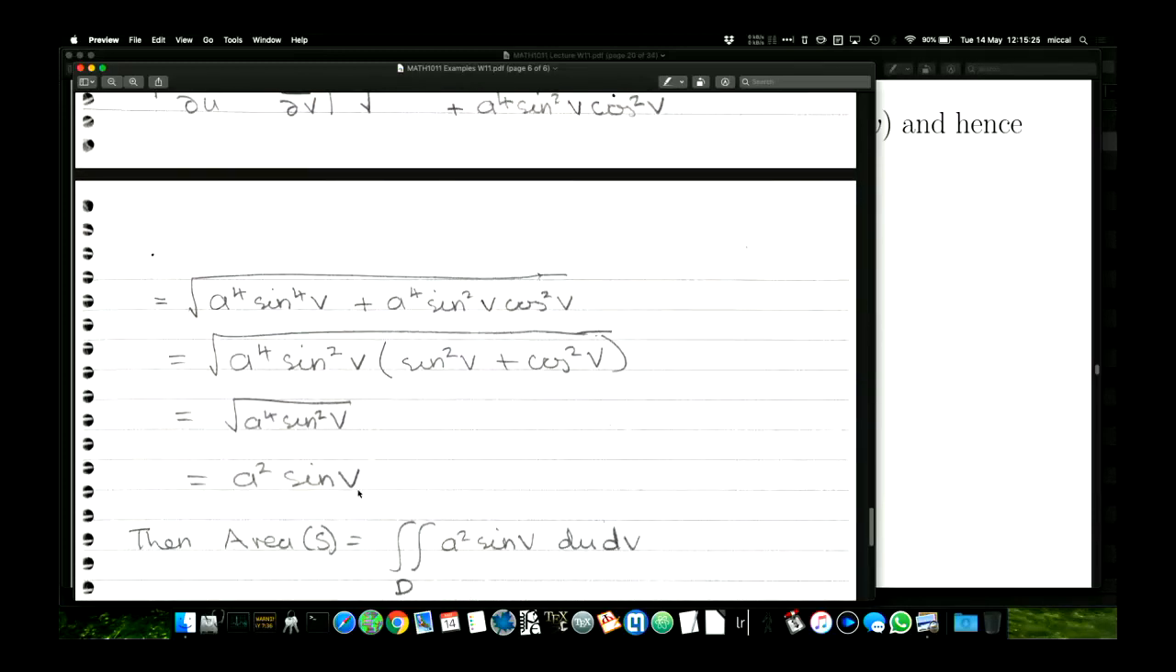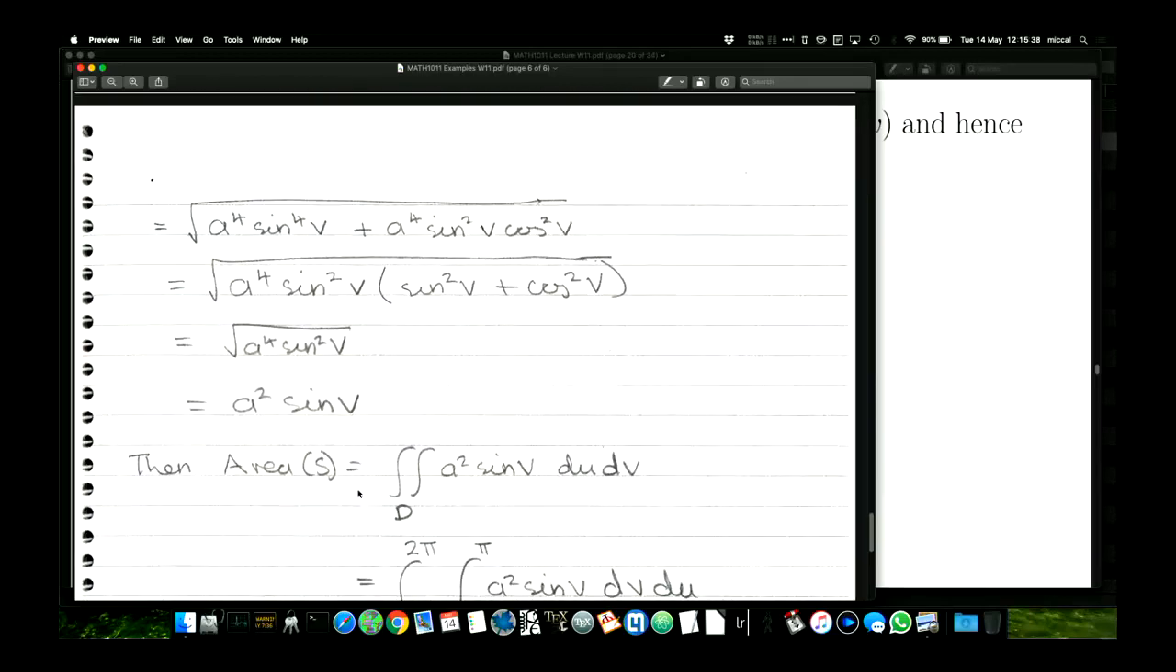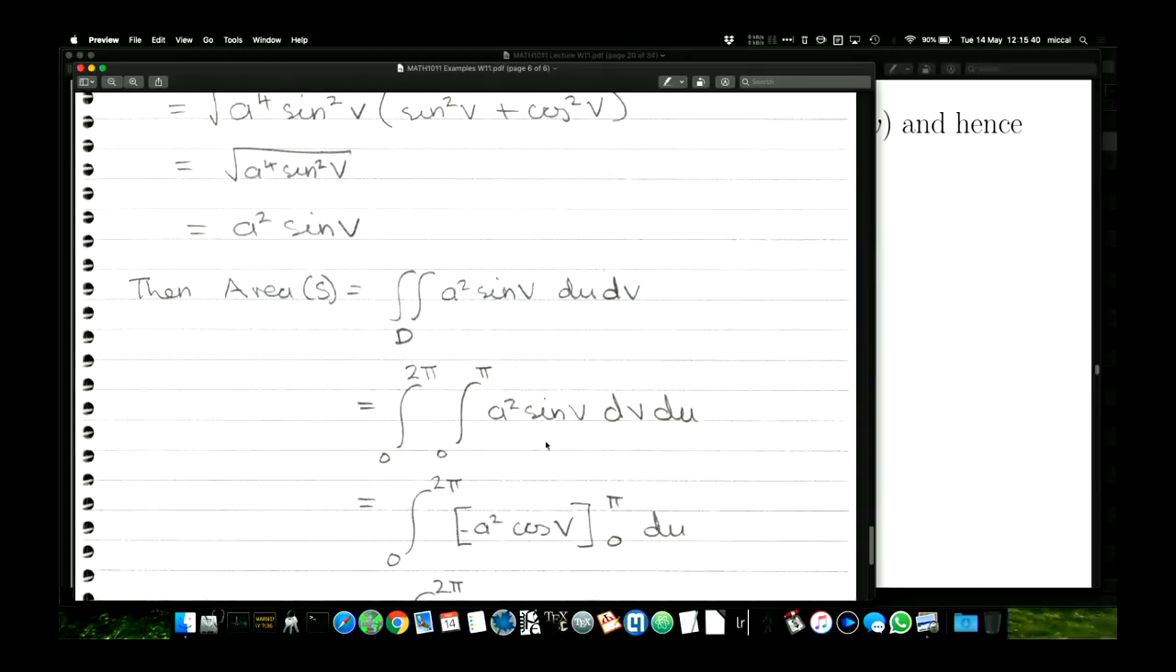Not too bad. Right? You take the positive square root. If your answer is negative, all that means is you took the wrong square root. You just ignore that minus sign rubbish. A squared sine v. So then the area is just the integral of this, where v goes from 0 to 2 pi, u goes from 0 to 2 pi, or the other way around. Makes no difference which order you do it in.